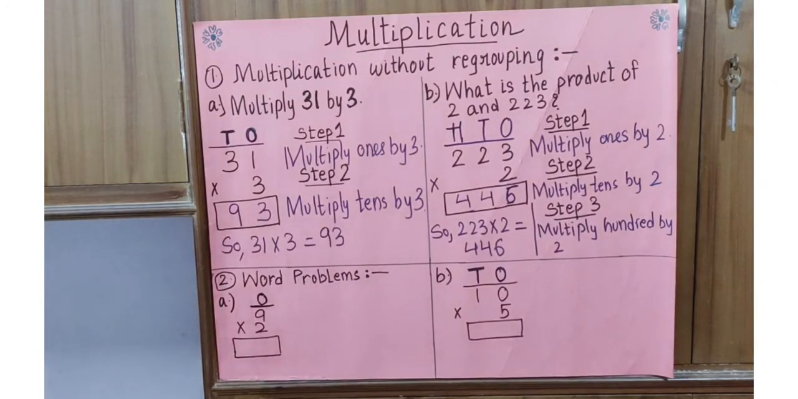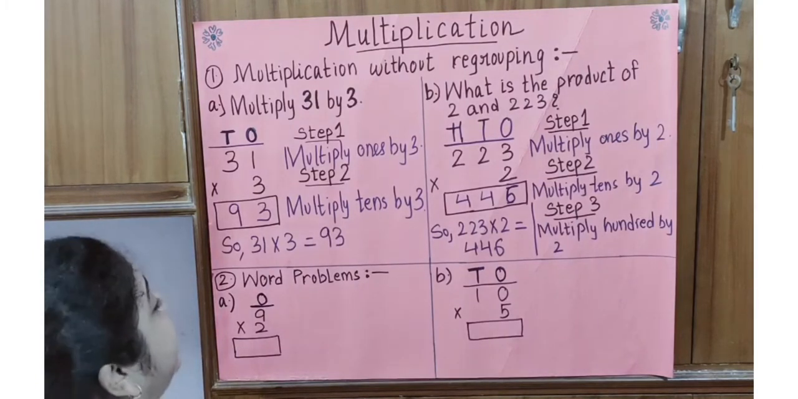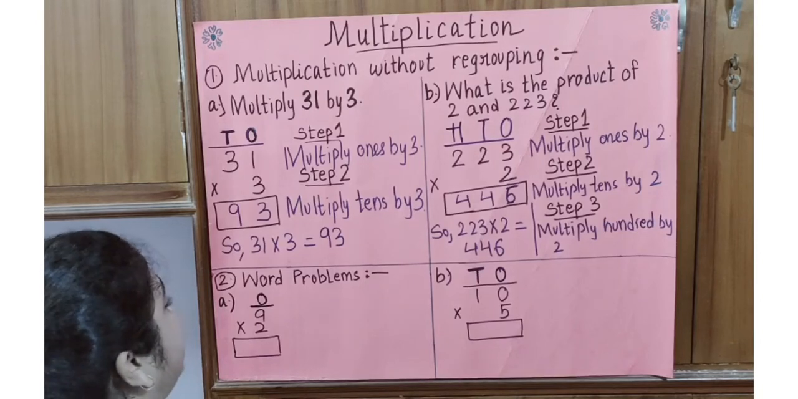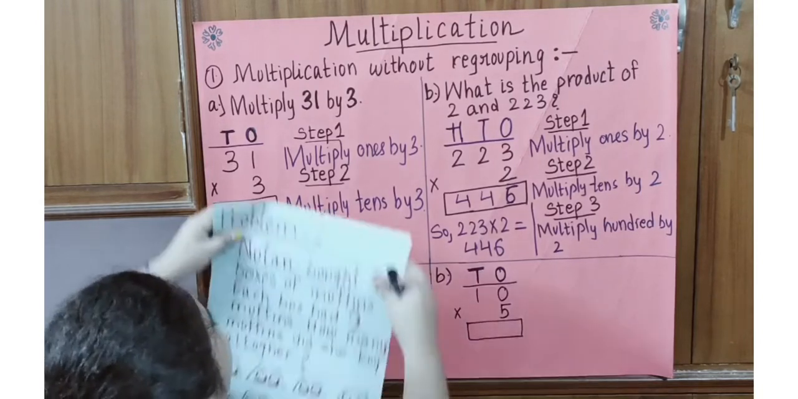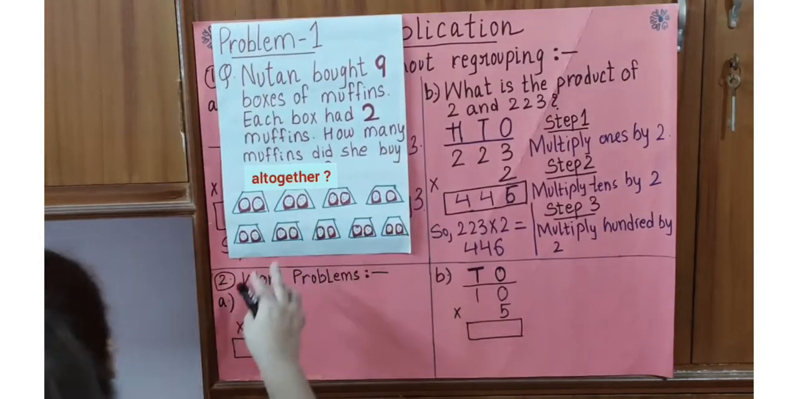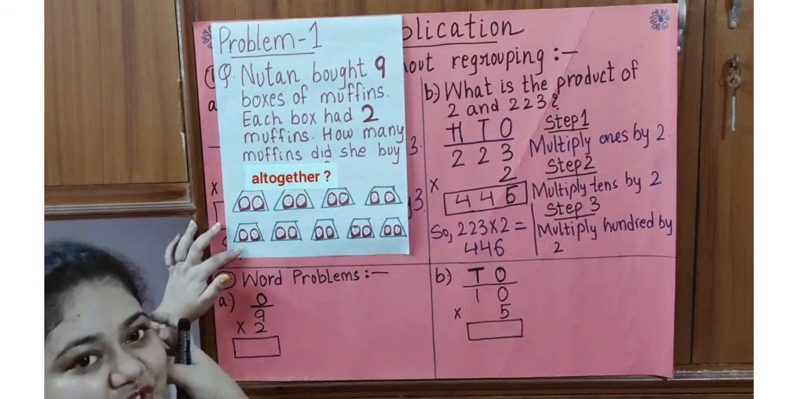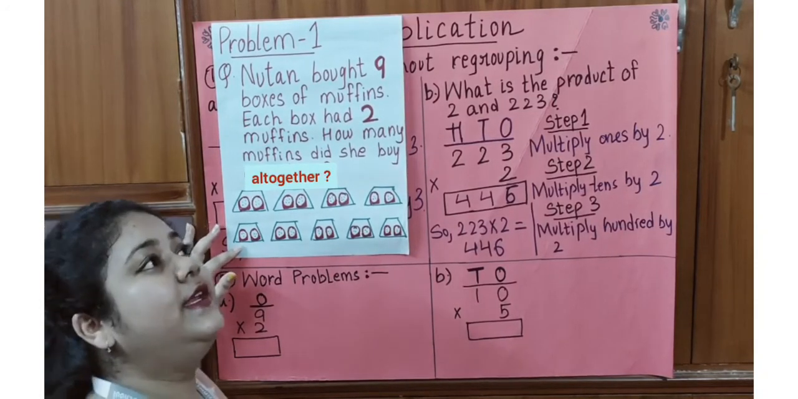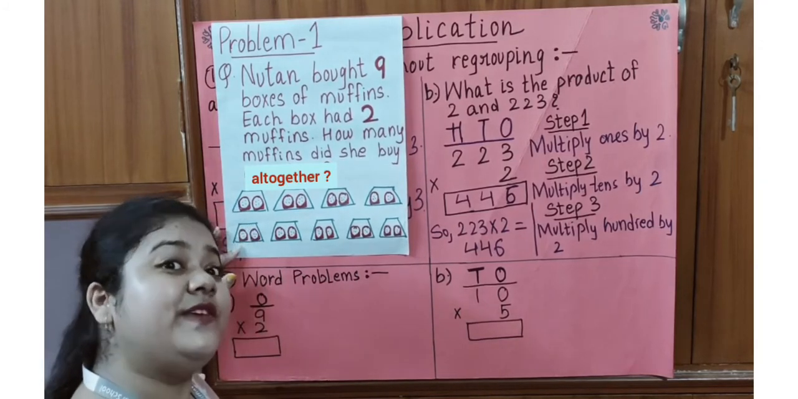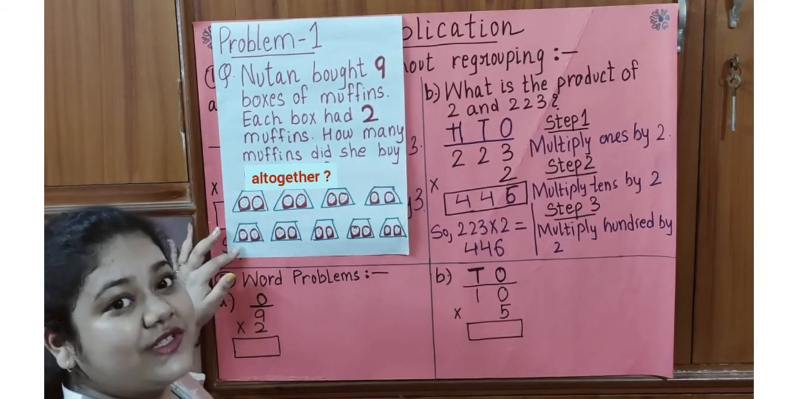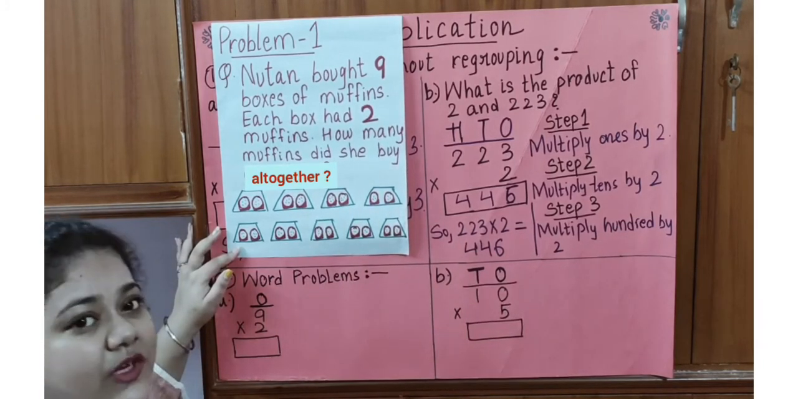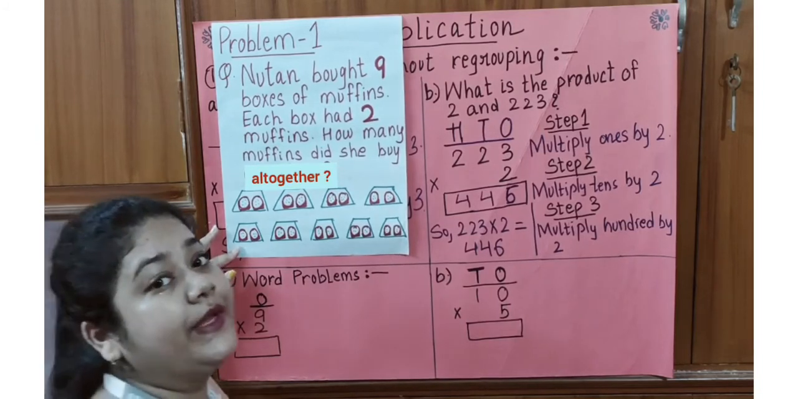The second part of the topic is that we are going to do the word problems now. Right, children? So let us see what we have in the first word problem. You have already learnt about word problems in your previous class, as well as in your previous chapters of class 2, addition and subtraction. I hope you can recall, right? So the first word problem of multiplication we are going to learn here.